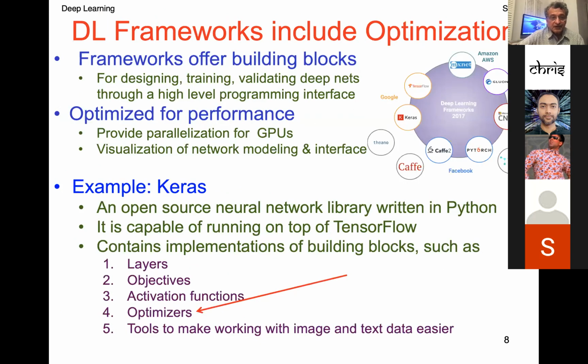Deep learning frameworks such as Keras, TensorFlow or PyTorch offer, for example, in Keras, implementations of building blocks such as layers, objectives, activation functions, and optimizers, and tools to make working with image and text data easier. Objectives are the loss function. These are what are offered in Python and TensorFlow. And optimizers are one essential part of any machine learning or deep learning algorithm you're going to implement.